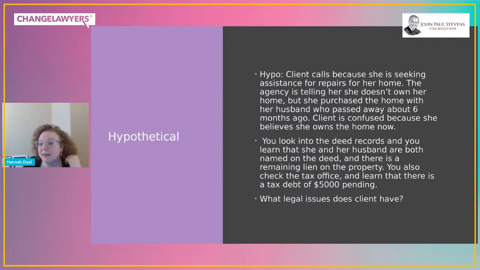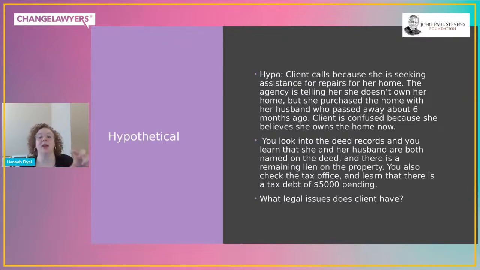So the hypothetical is, client calls because she's seeking assistance for repairs for her home. The agency is telling her she doesn't own her home, but she purchased the home with her husband who passed away about 6 months ago. Client's confused because she believes she owns the home now. So that is not significantly shorter than most case descriptions I get.